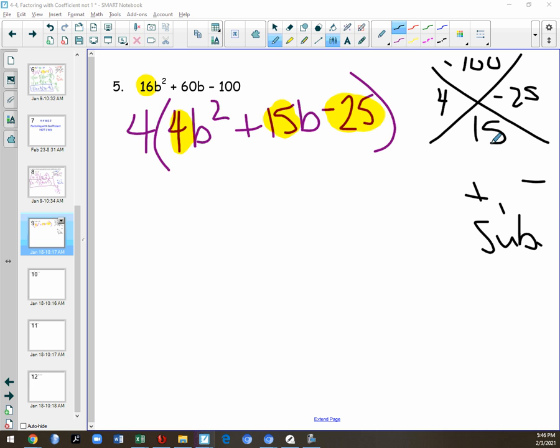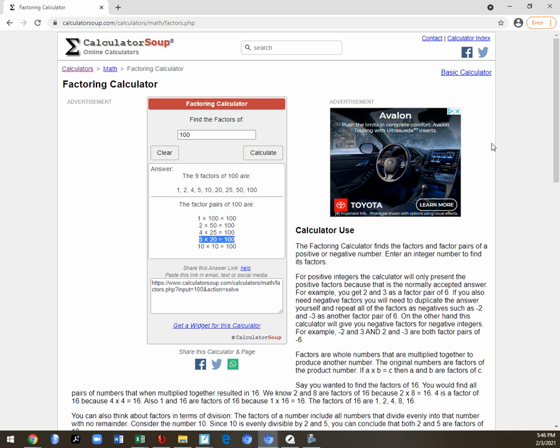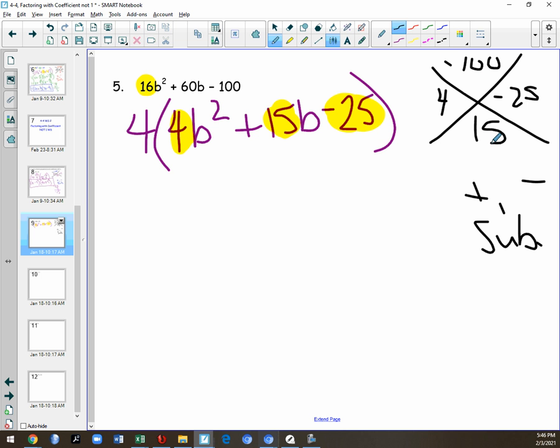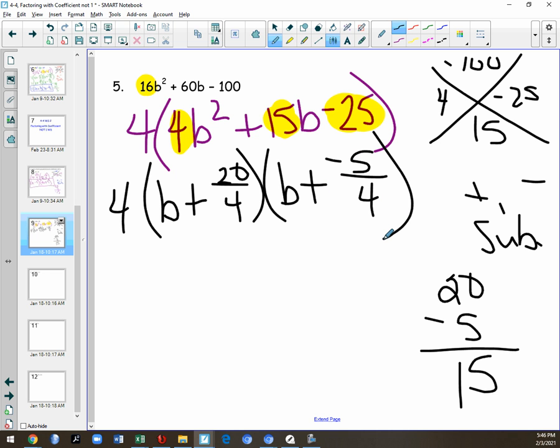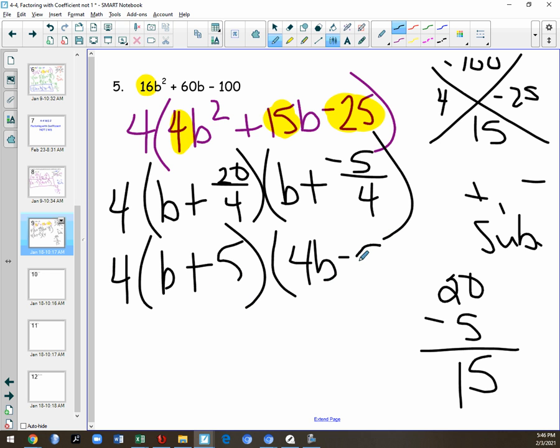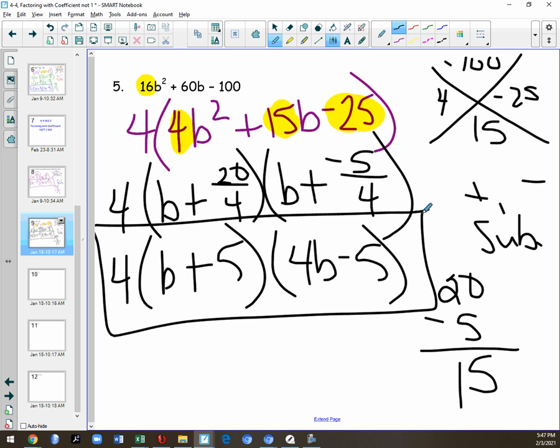If we go back over to our factor calculator, you will see that 100 is the same thing as 4 times 5, or it's 5 times 20. So 20 and 5 is going to give me the positive 15 only if the 5 is negative. So I drop down a 4, and I drop down a b, plus 20 over 4 times b plus negative 5 over 4. With that being said, I'm going to simplify this to give me 4b minus 5. Now remember, all I did is I brought this 4 in front of that b.